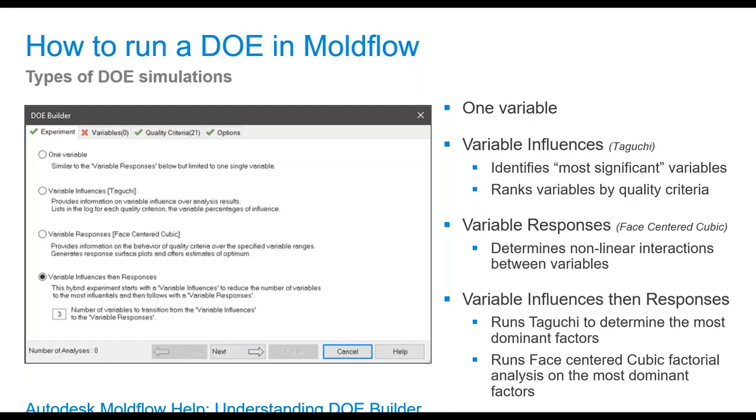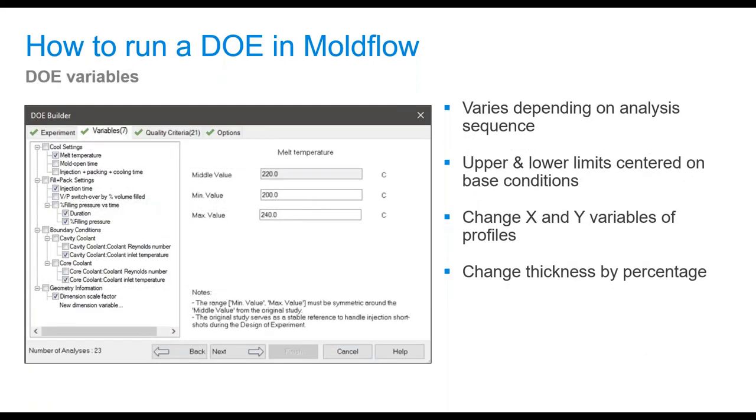This one combines the previous 2 experiments, so the variable influences and variable responses, into one, and is recommended if you would like to perform an extensive test to see how sensitive select quality criteria are on those variables that have the greatest impact on part quality, but if you are unsure of which variables have the greatest impact. Diving deeper here to the next tab.